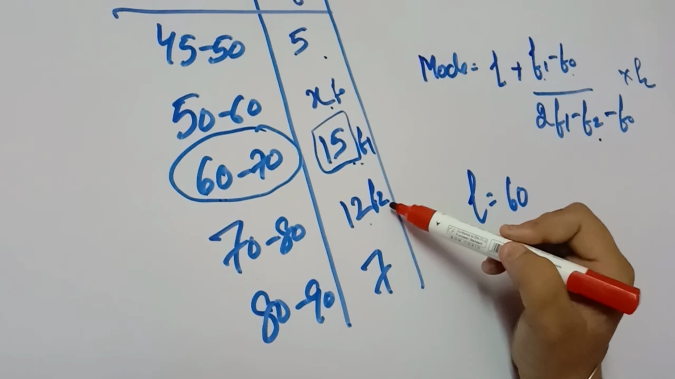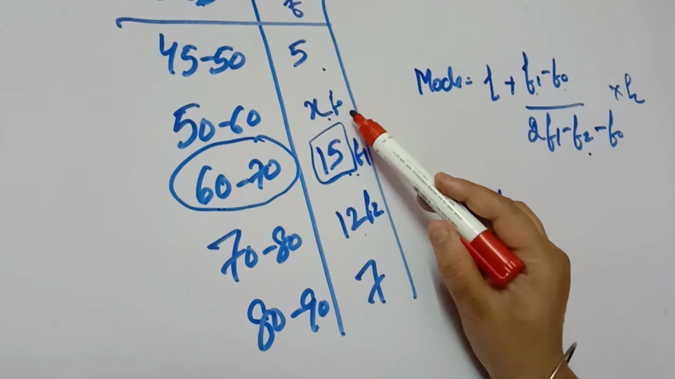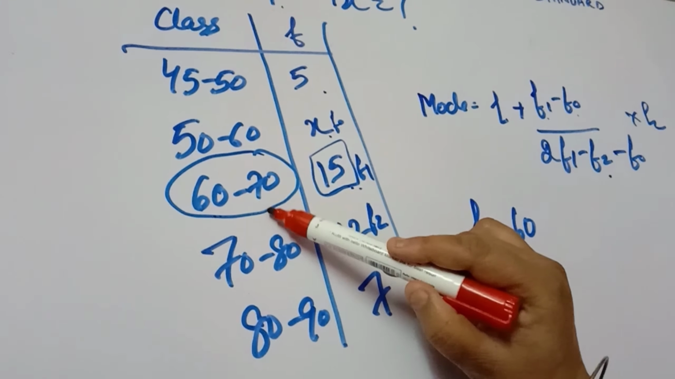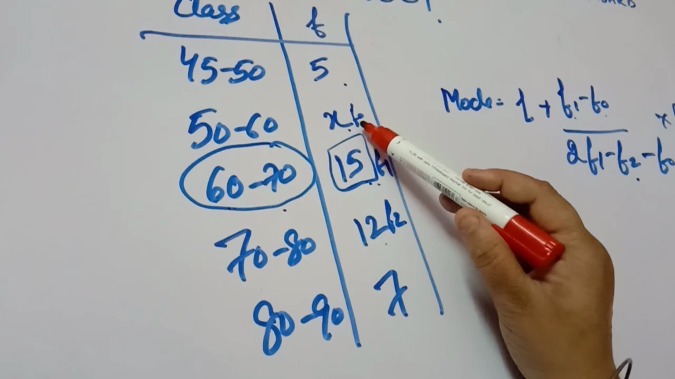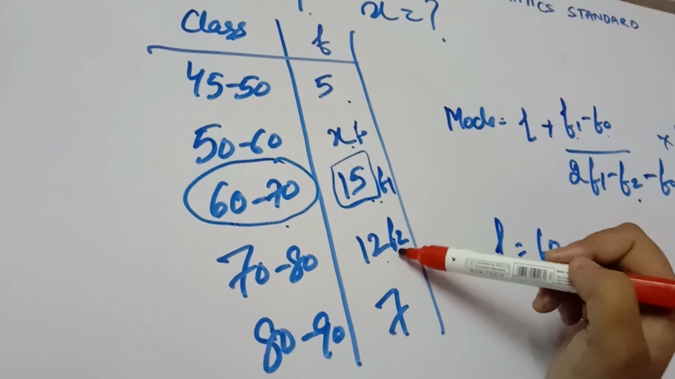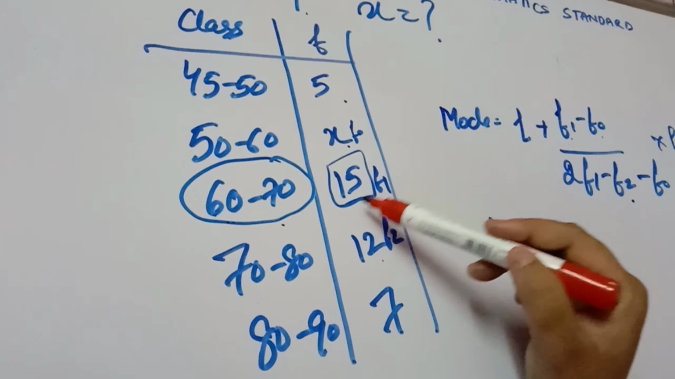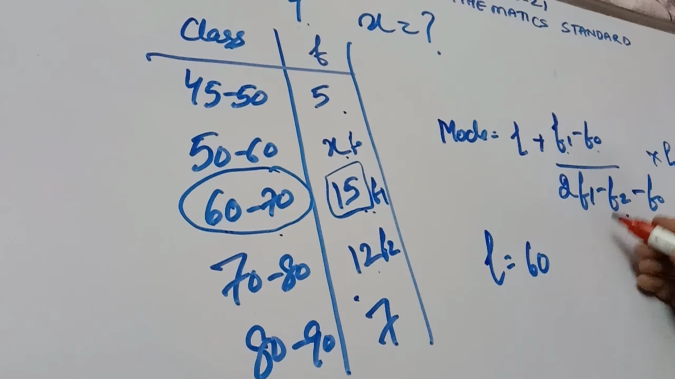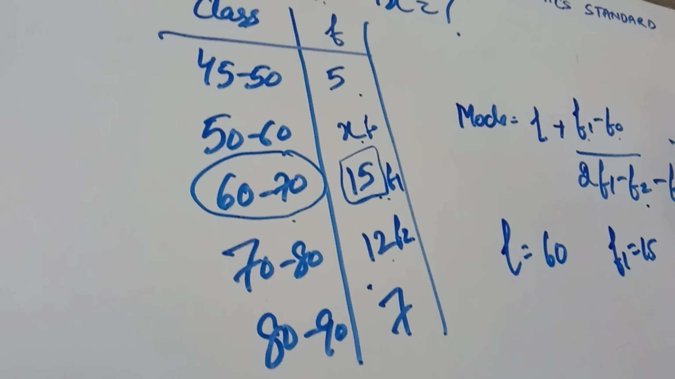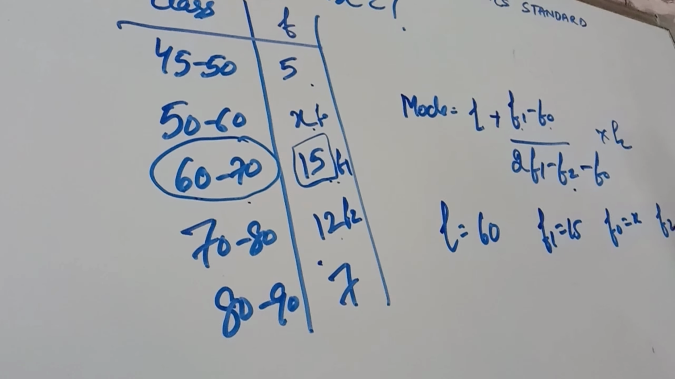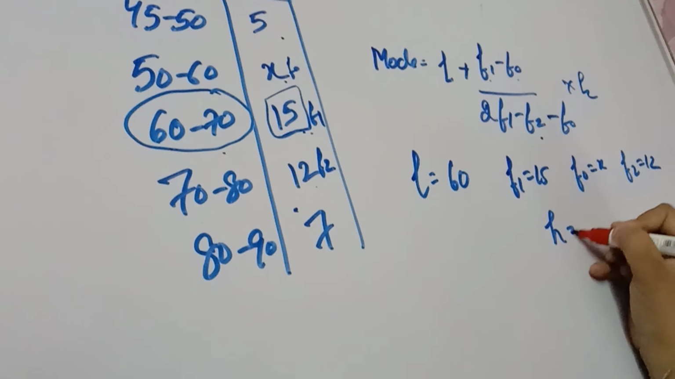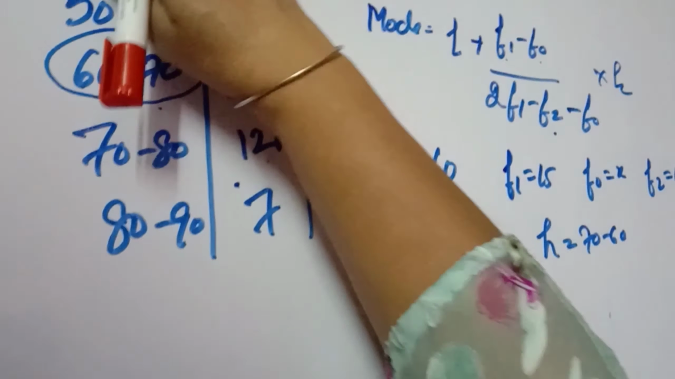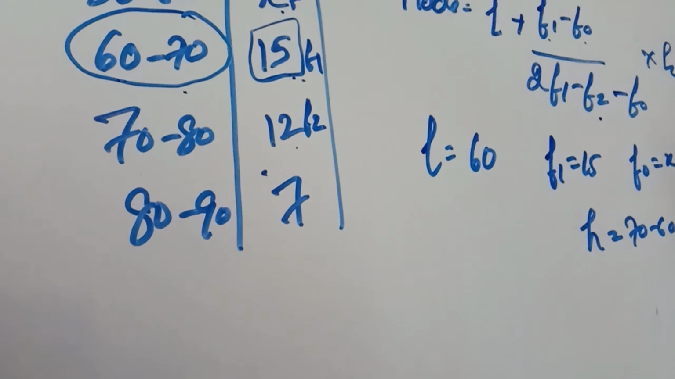Previous class is f0 and next class is f2. So whenever you have to use this formula, you have to take 0, 1 and 2. 1 is the frequency of the modal class, f0 means previous of that, and f2 means afterwards of that. That means f0 is x, f1 is 15 and f2 is 12. Only this is the main point in this. Now L is 60, f1 is 15, f0 is x, f2 is 12. h is class size, 70 minus 60 or 50 minus 40, any you can do, class size is same. So 10 will come.